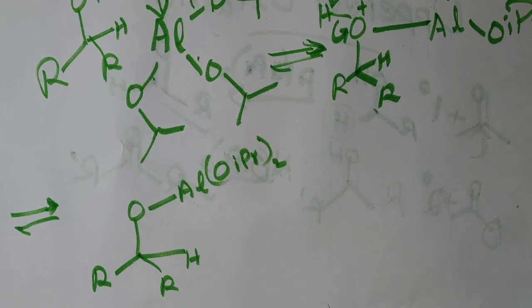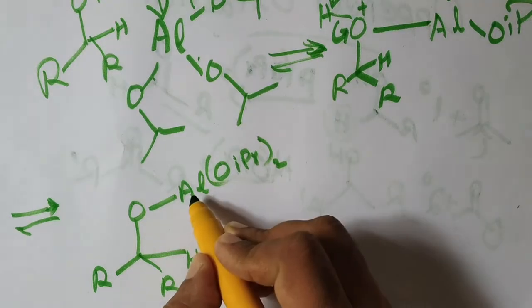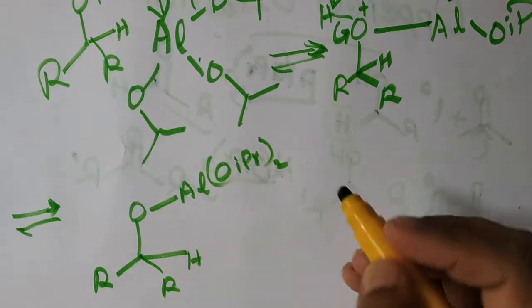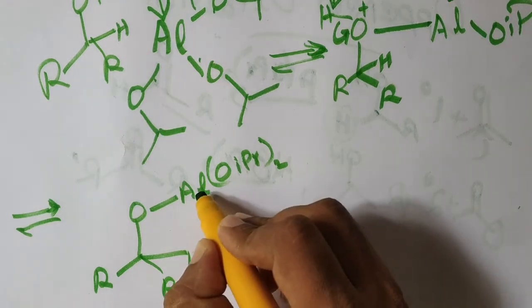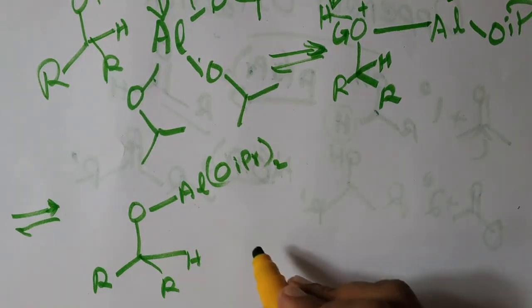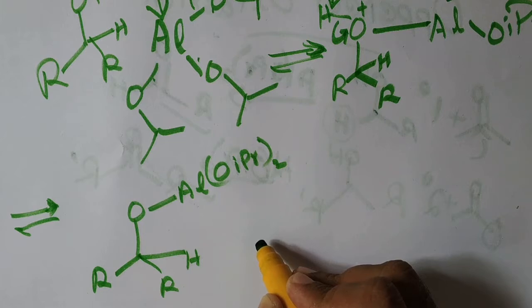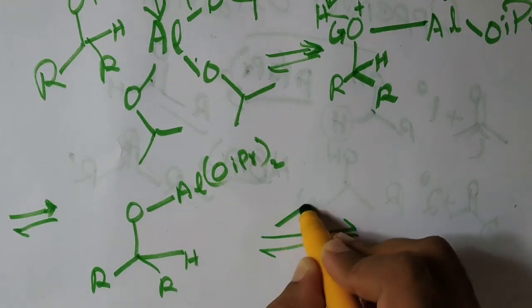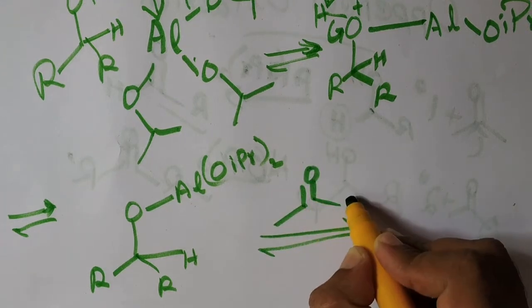So this species will react with the ketone. So this is still a Lewis acid. It does not have 8 electrons around it. So only 6 electrons around this aluminum. So it's still not octet and still a Lewis acid. So our ketone will come into play now.